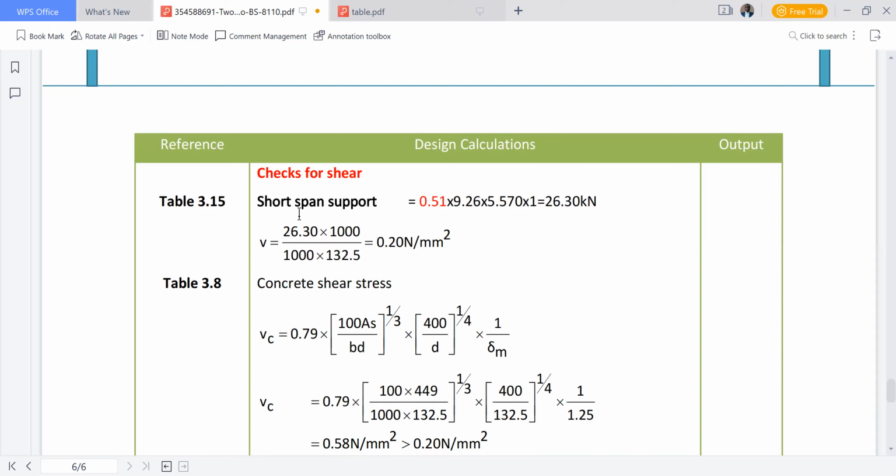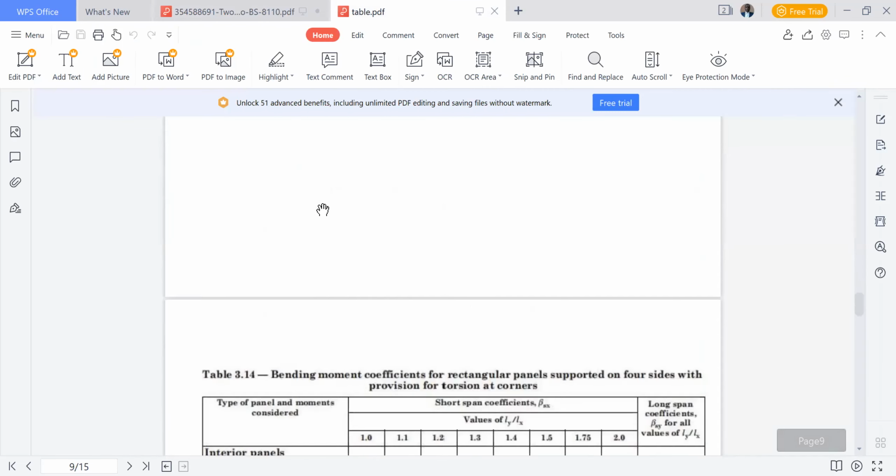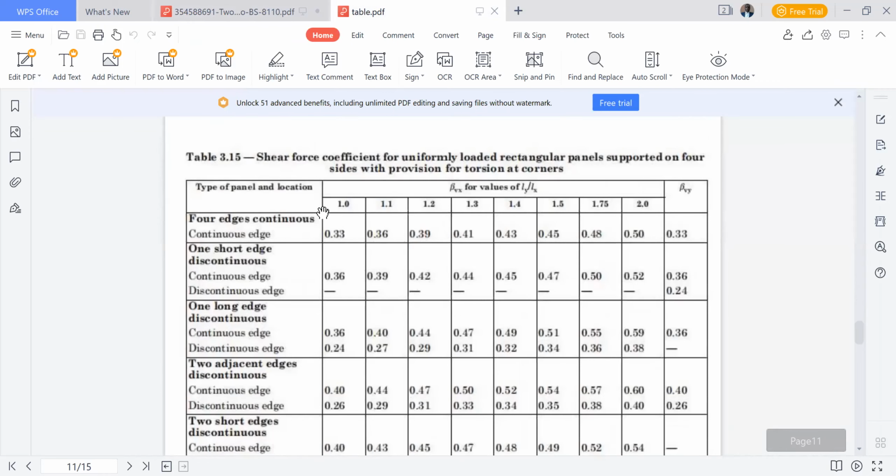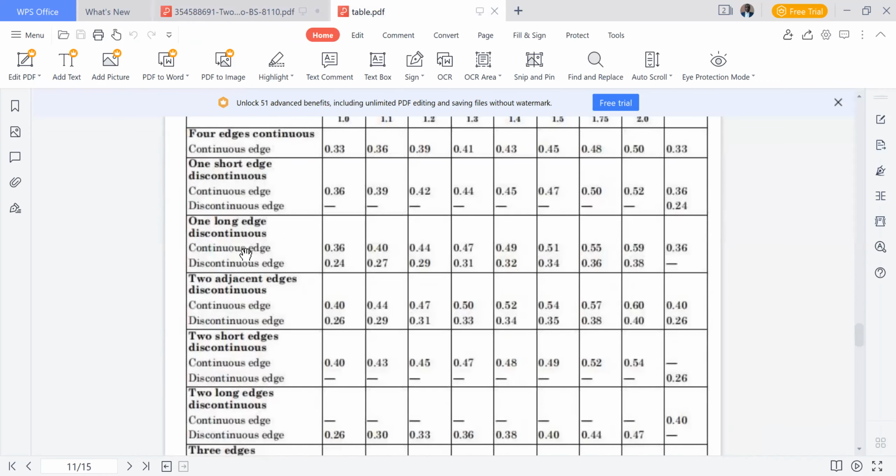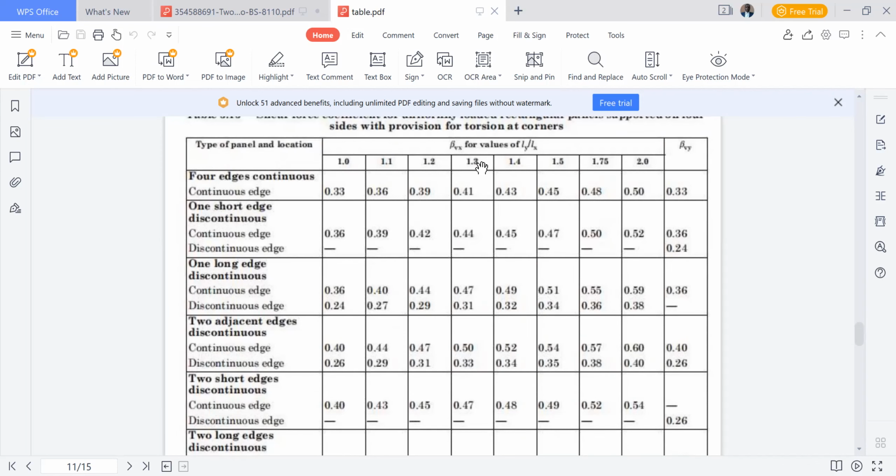See how we use it. We'll come here. 3.15 is here. I'll come and say my panel type is two adjacent edges discontinuous, and we are using the continuous edge where we have the support. So I will move, and my ratio was 1.34. So I will move along this continuous edge to where I have my 1.34.